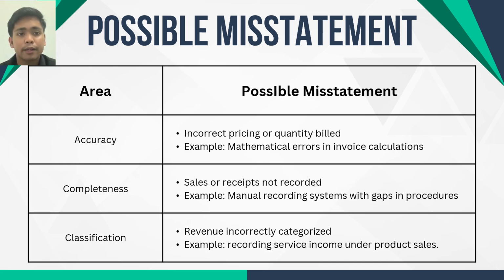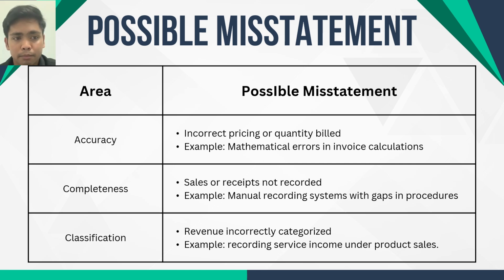After that, under accuracy, misstatement can happen when there are incorrect prices or quantities billed. A common example is a simple mathematical error in invoice calculation, such as an incorrect total or misapplied tax. Furthermore, we have completeness. This refers to situations where some sales or receipts might not be recorded at all. A typical cause is a manual recording system that has gaps or weaknesses in procedures.